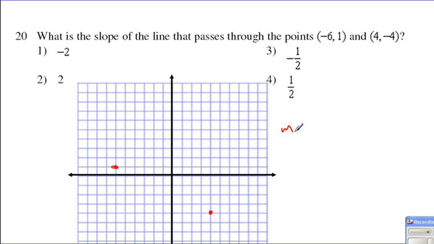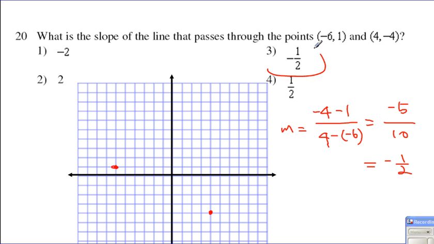So slope m equals y2 minus y1, so negative 4 minus 1 over 4 minus negative 6. So here the top becomes negative 5, the bottom, negative becomes positive, therefore becomes 10, which we end up getting negative 1/2. That becomes our answer.